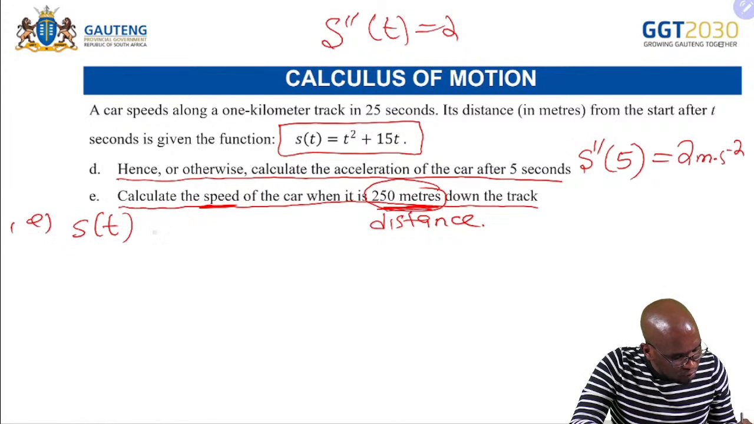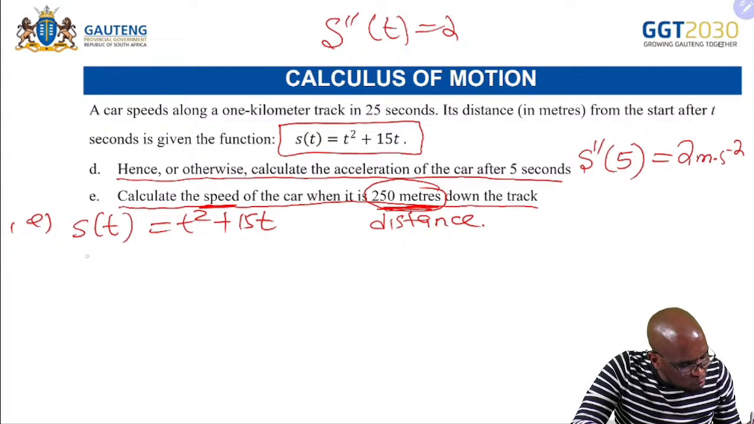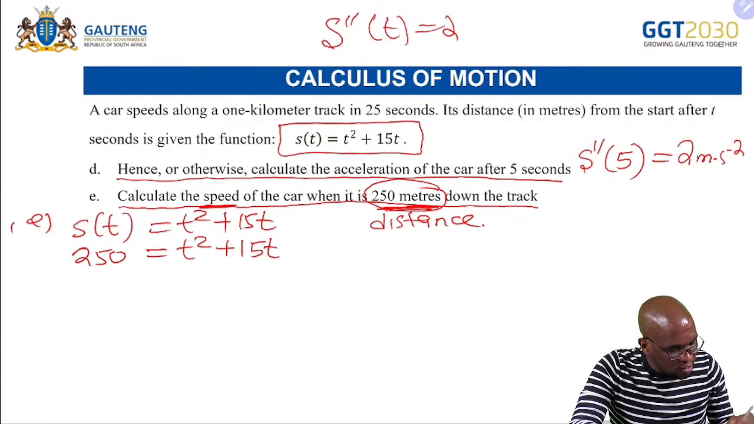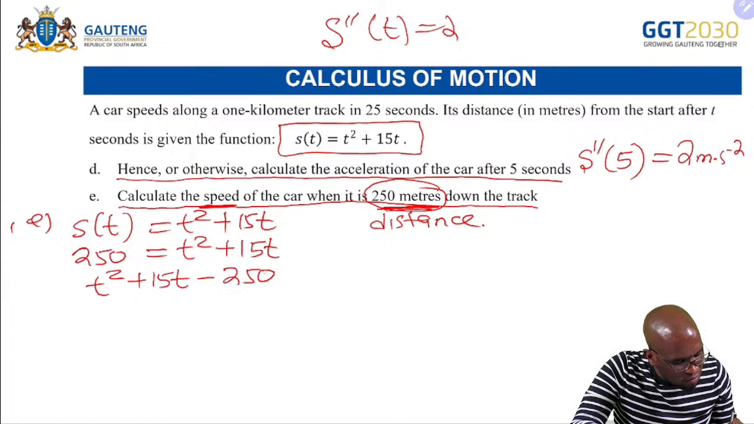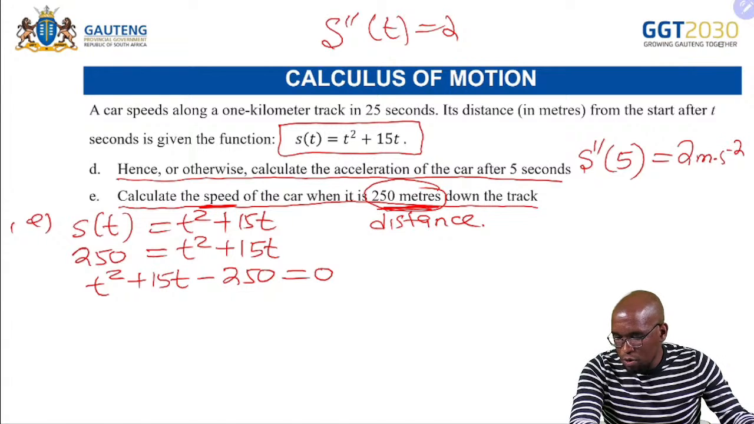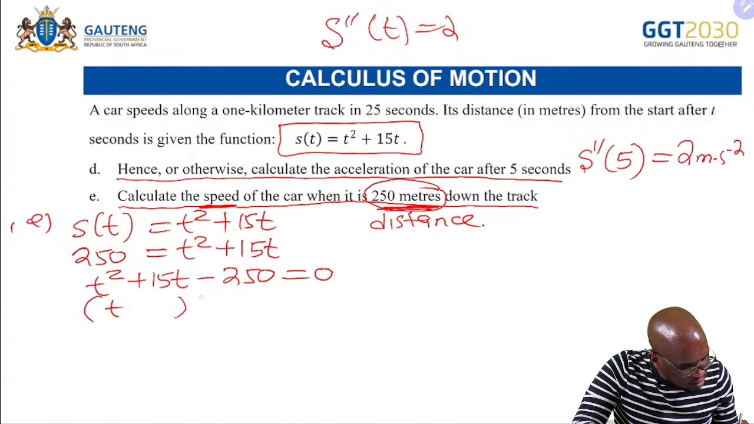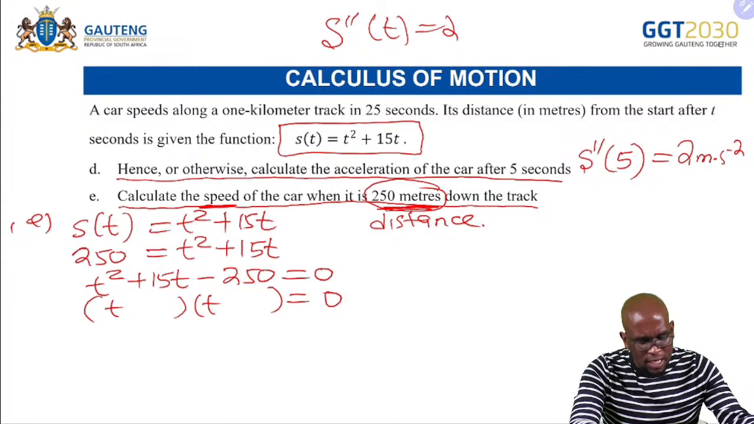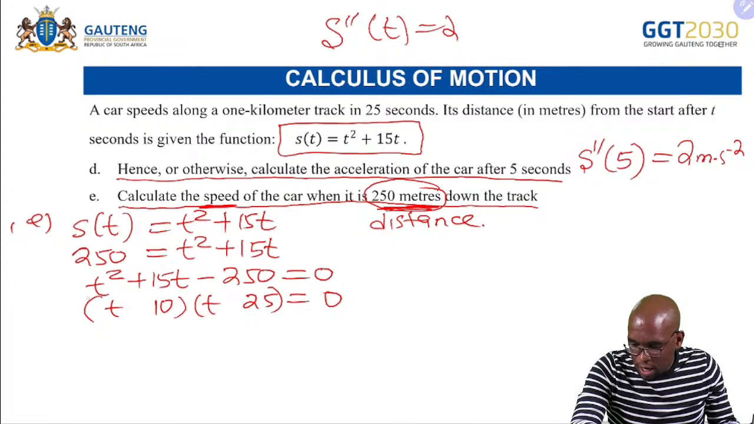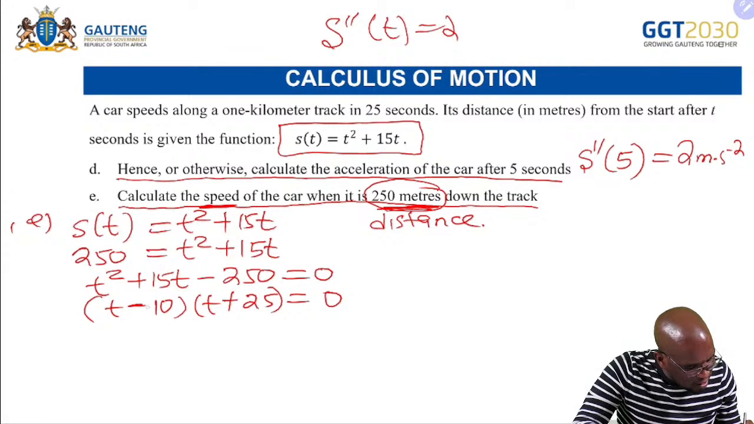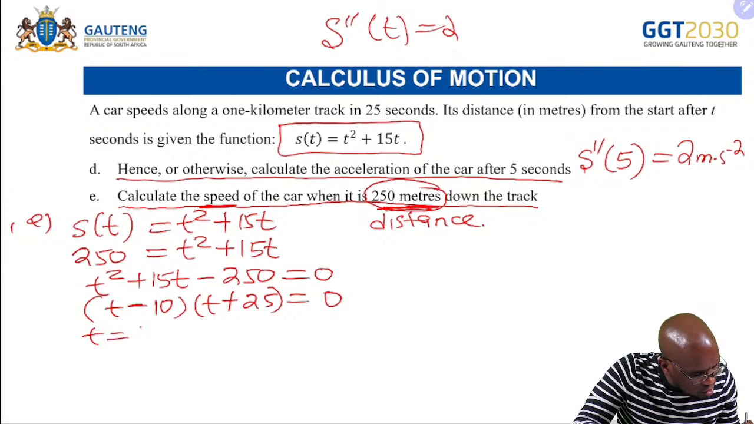Which means that now we have S of t is t squared plus 15t. Where we see S of t, we're going to put 250. So 250 is equal to t squared plus 15t. This is a quadratic equation, so we're going to write it in standard form: t squared plus 15t minus 250 is equal to 0. Now, if we look for factors, the factors of 250 that can give us 15 should be 25 and 10. The 25 in this case should be positive and the 10 should be negative. So t is equal to 10 or t is equal to minus 25.